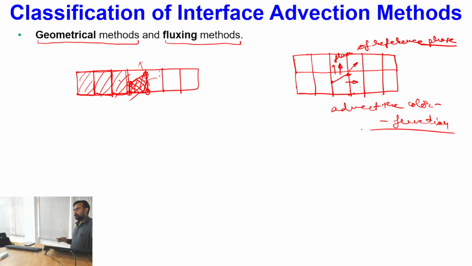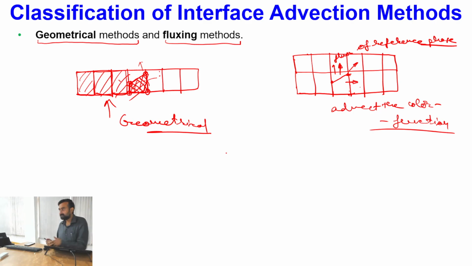Is this point clear? One simple point you need to understand is that whenever I am using the geometrical method, I need not solve a separate interface advection equation. Why? Because the complete reference phase polygon I am actually translating. And I am translating it depending upon the interpolated velocity field at the corner points of this polygon. Once the complete polygon is translated, what is left? Nothing is left, so I need not separately solve the interface advection equation.